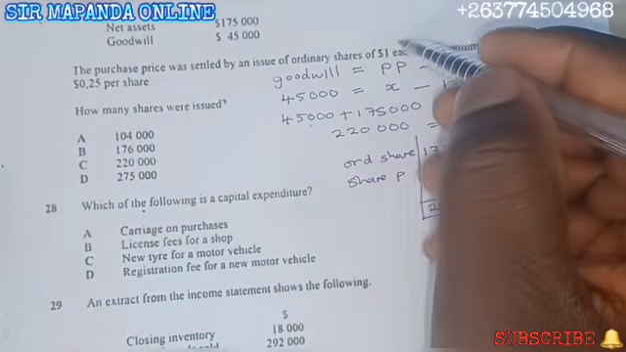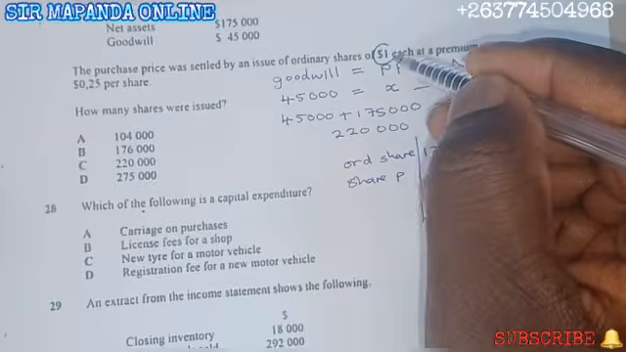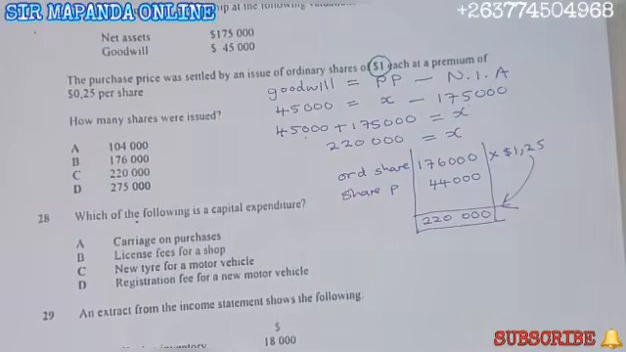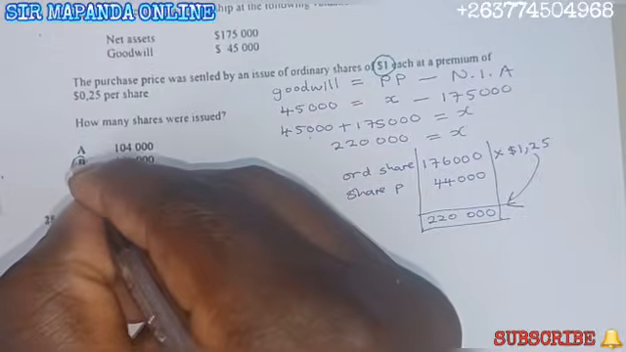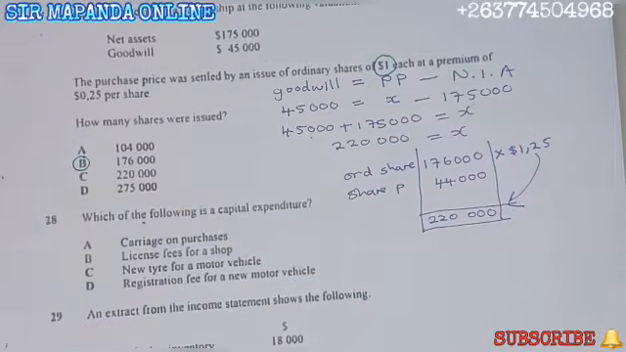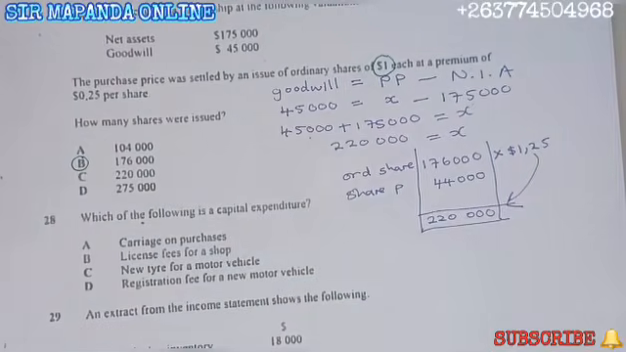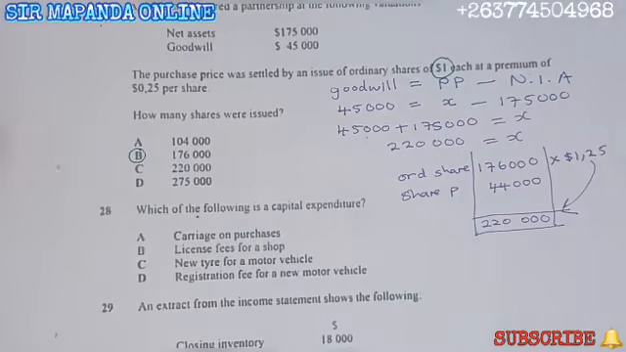Since the ordinary shares have a par value of $1, it means the number of shares is 176. Your answer is B. I hope you are following. We move on to question number 28.